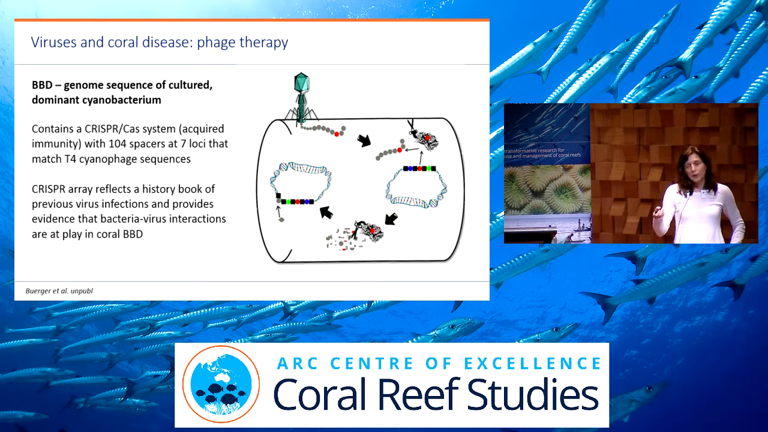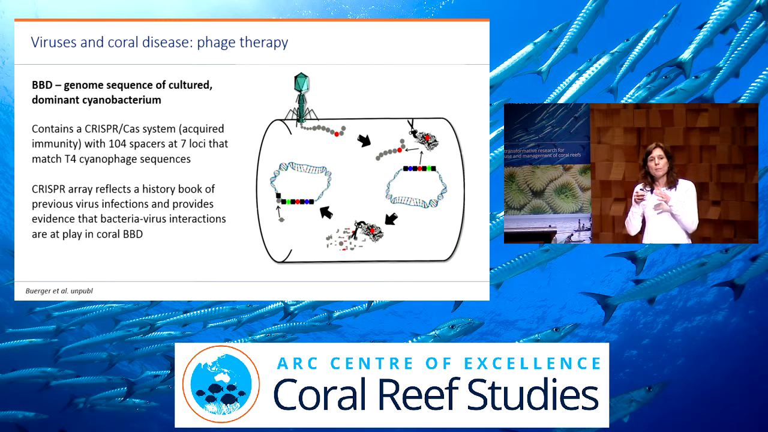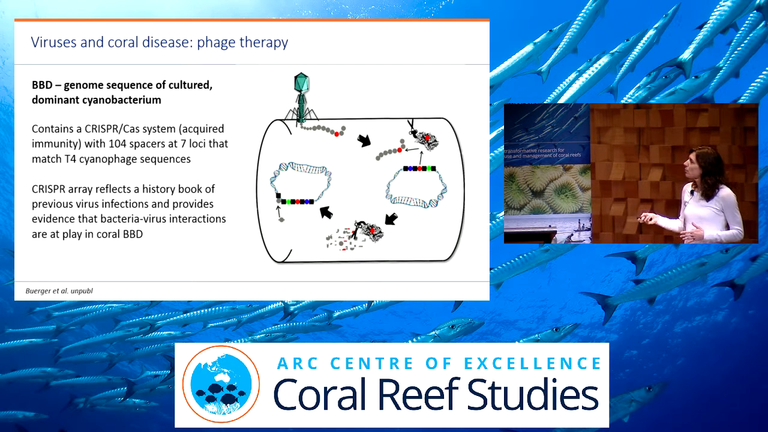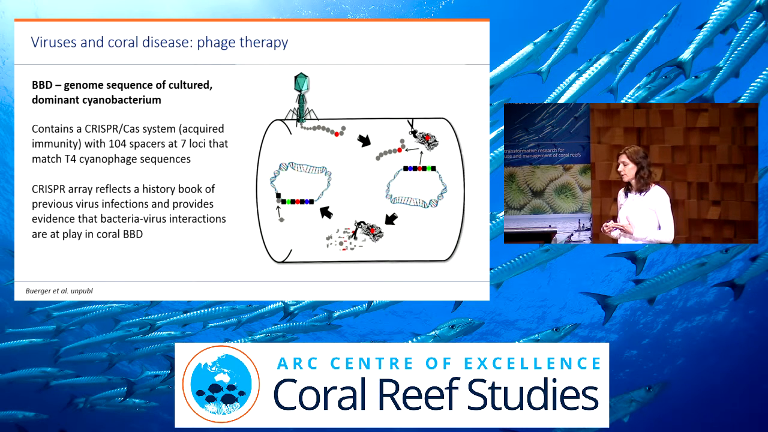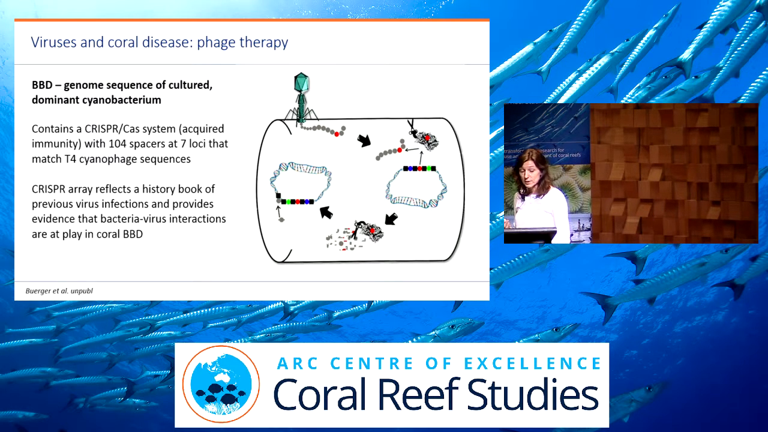If there's a subsequent infection, then these bits of sequence will recognize the virus genome, and that will then become marked and targeted for degradation, so the virus won't be able to kill the host. A lot of these sequences we found in this cyanobacterium genome matched to cyanophages, so phages that infect cyanobacteria. And that demonstrates that, yes, indeed, this dominant cyanobacterium in black band disease is targeted by viruses, so it warrants further research into phage therapy, which is the next thing he did.